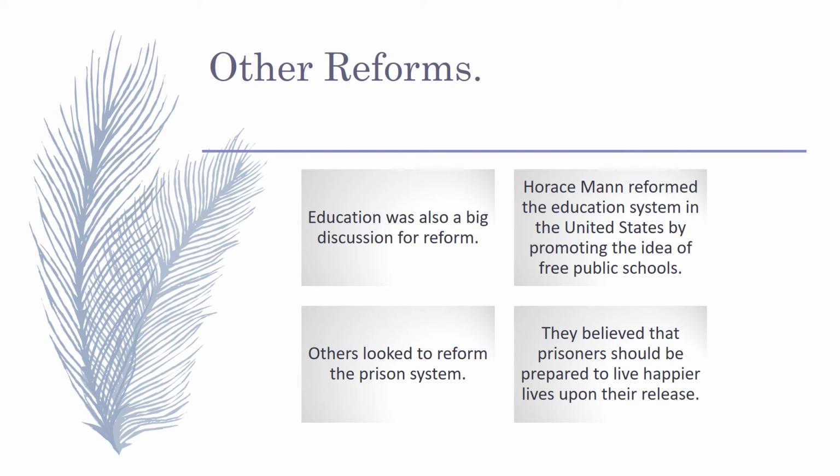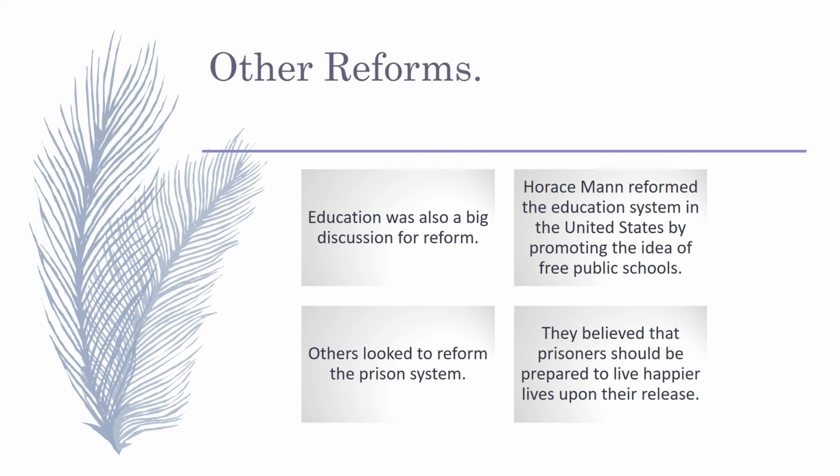Some other reforms that come about during this time are in education. Education was a big discussion for reform. Prior to this, people did not have the money to send their children to private schools, or maybe they needed their children to work in factories or in coal mines to help support the family. But Horace Mann is going to reform this system in the United States, and this will eventually spread around the world by promoting the idea of free public schools. As you know, we have public schools today that are supported by taxpayer dollars, but you don't have to pay anything specifically to get in the door.